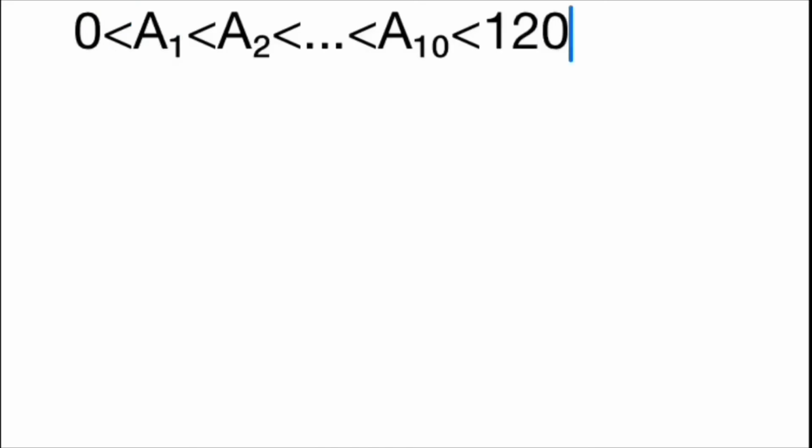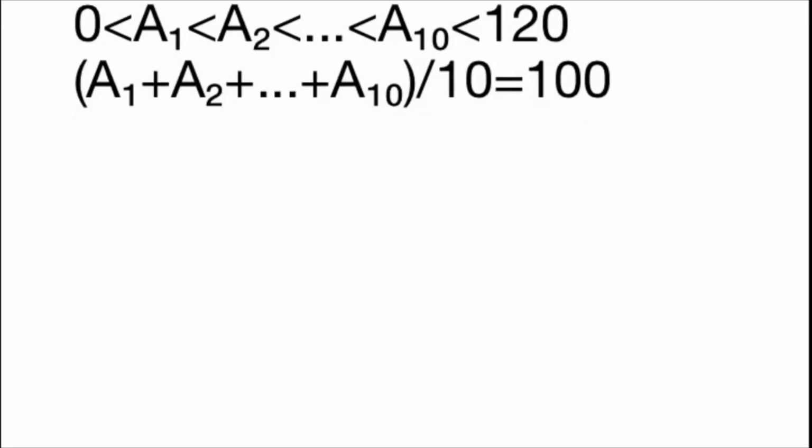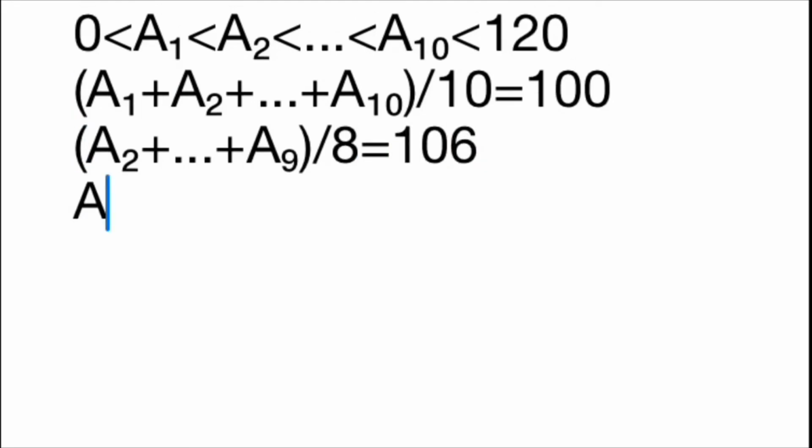There are 10 positive integers less than 120. And the average of these 10 numbers is 100. If the lowest and highest numbers are disregarded, the average of the remaining 8 numbers is 106. The lowest number is a of 1 and the highest number is a of 10. So a of 2 plus etc. plus a of 9, divided by 8, is equal to 106.